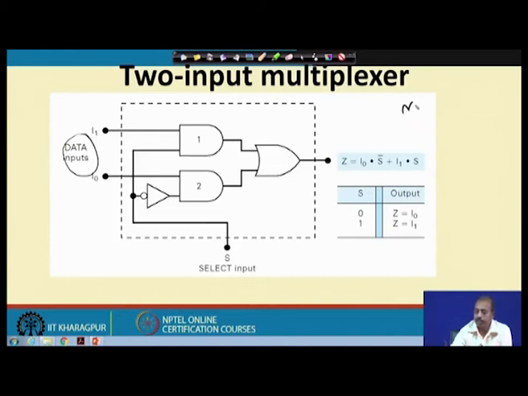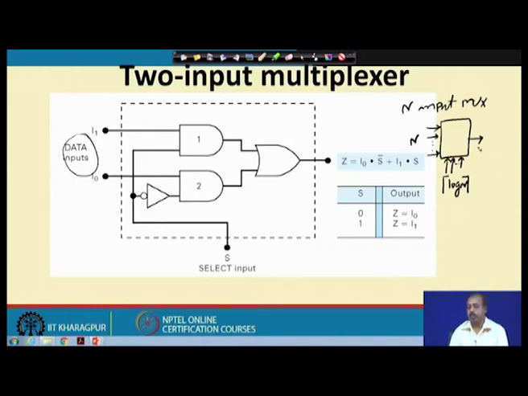So, if it is an n input multiplexer, then it has n input lines. The number of select lines that I should have here is log of n. So, this is n input, and here I should have log of n select lines, and there will be an output here. Otherwise I cannot select all the n inputs by applying the input to the select lines.